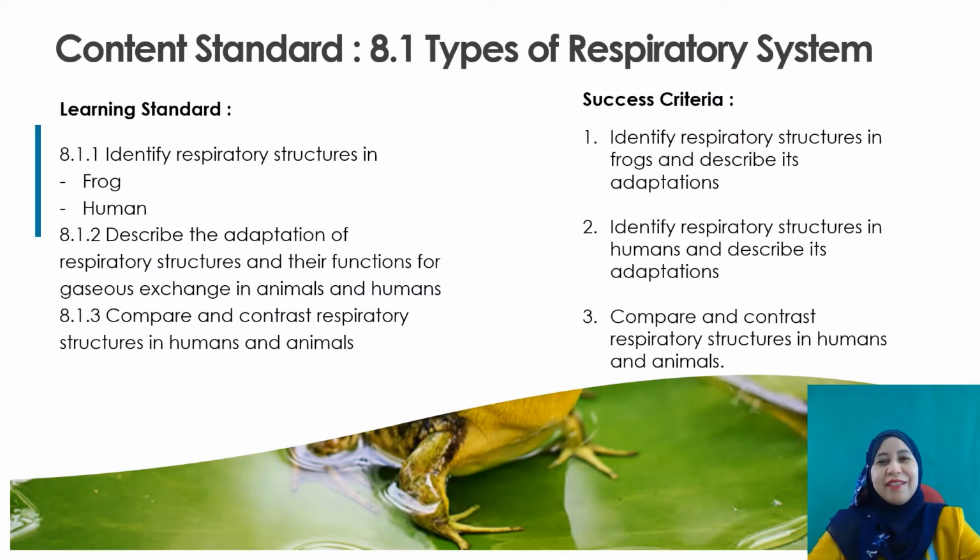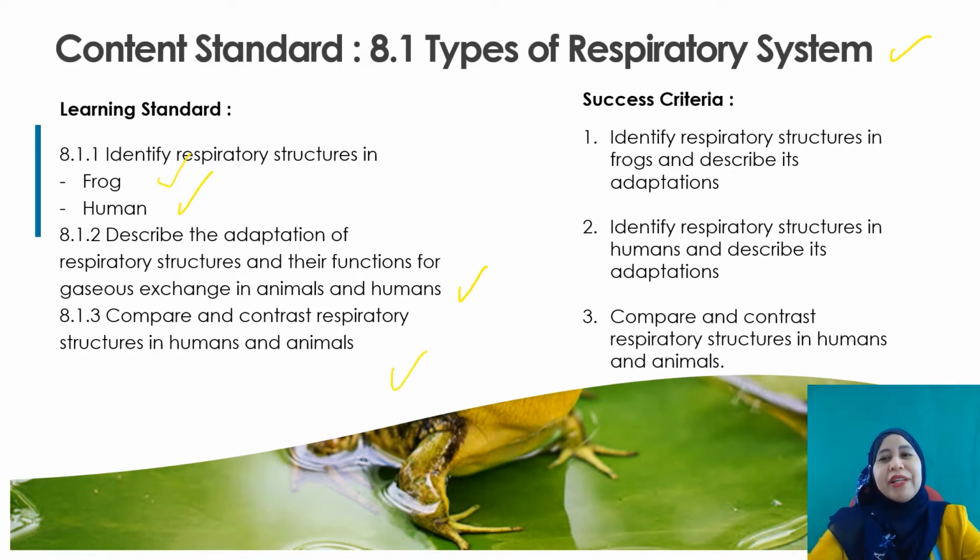The content standard for today's lesson is 8.1, Types of Respiratory System. The learning standard 8.1.1, identify respiratory structures in frog, and the second one in human. 8.1.2, describe the adaptation of respiratory structure and their functions for gaseous exchange in animals and humans. So for animals today, we will concentrate on frog. Next one, 8.1.3, compare and contrast respiratory structures in humans and animals.